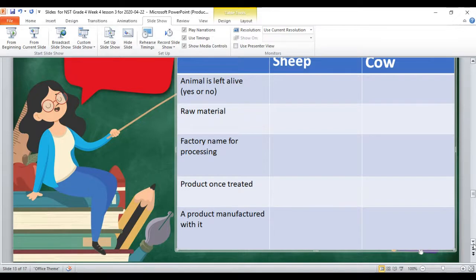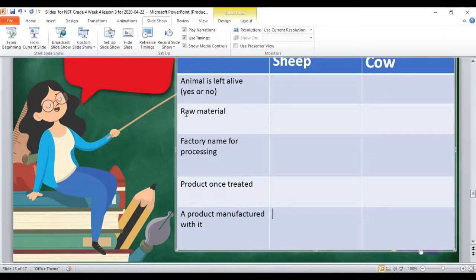But let me help you a bit. Number one, on the sheep part, animal is left alive, yes or no? Yes, the sheep is left alive because we only need the wool, so we leave it alive. Then we come to the cow. Do we leave it alive? No, we have to slaughter it in order to get the skin.